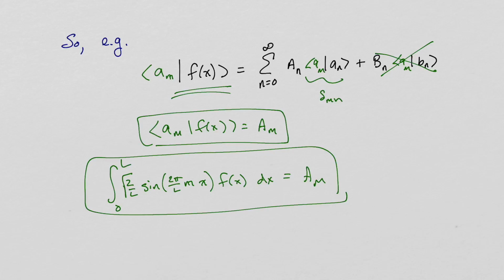And I can do the same thing now if I wanted to find out what the b sub n's are, the b sub m's. If I wanted to find that family of b coefficients, I would do the Fourier trick, but I would do it by dotting in with a basis vector little b sub m.